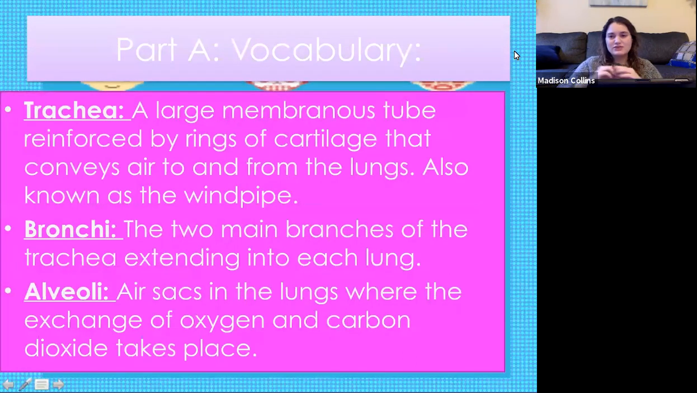And then eventually, if you zoom way into your lungs, you're going to find these structures called the alveoli. Now, this is not pronounced ravioli. The alveoli are air sacs in the lungs where the exchange of oxygen and carbon dioxide specifically takes place. Okay, and I'm going to show you a picture of what that looks like in just a second. All right, so go ahead and write these down on your paper.